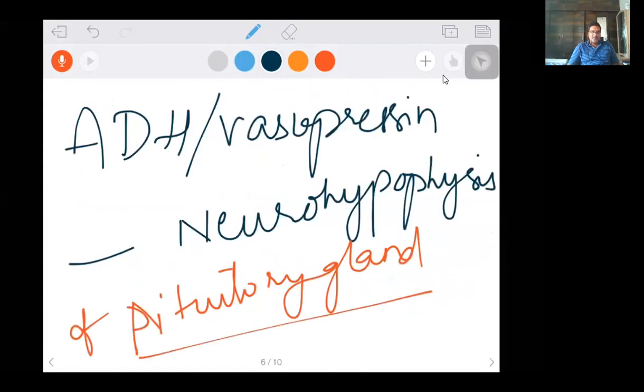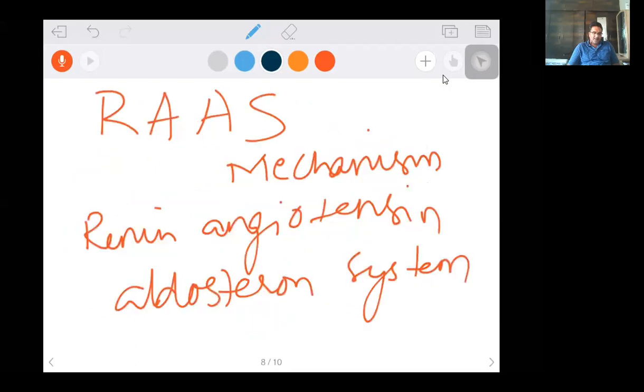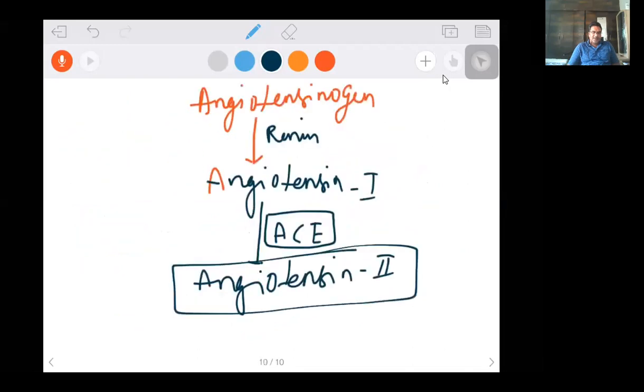And the more hormones are coming: ADH or vasopressin from the neurohypophysis of the pituitary gland, and aldosterone from the cortex of the adrenal gland. So with all this, we just managed to form angiotensin 2. Simply now I can say angiotensinogen is converted into angiotensin 1 by renin. Angiotensin 1 is converted into angiotensin 2 by angiotensin converting enzyme.